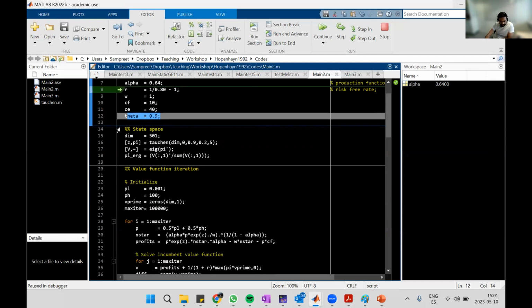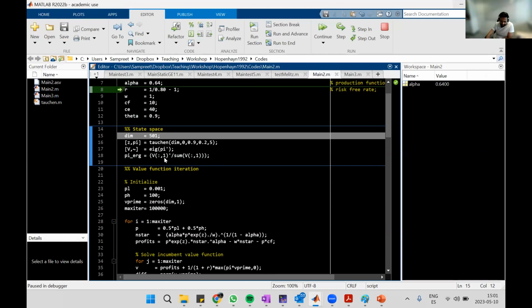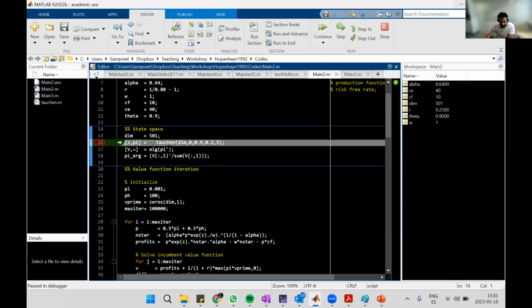Okay, so now I'm discretizing my productivity space. So I'm defining here 501, let's say. So I'm discretizing my productivity space into 501 points. You can do it for 50 points, 10 points. I will show you it doesn't matter. Okay? So I will put a debugger here. I will do continue. And now my code has run until this point.